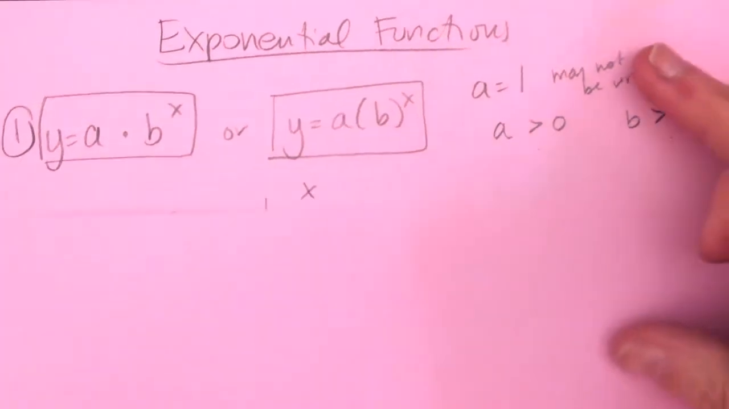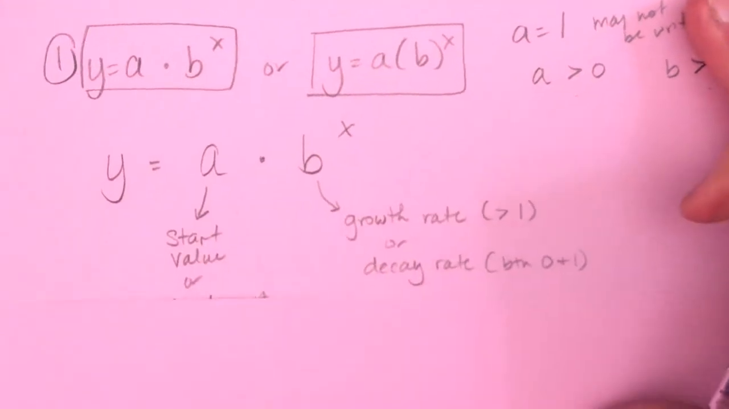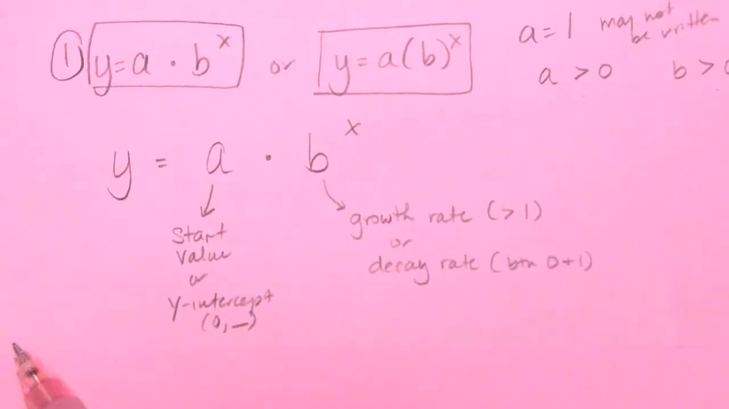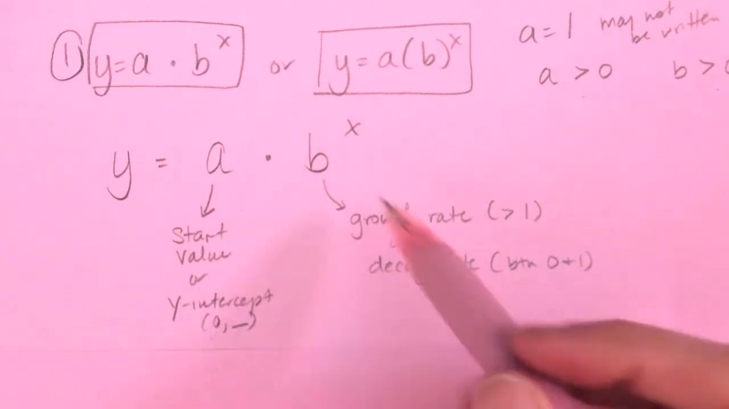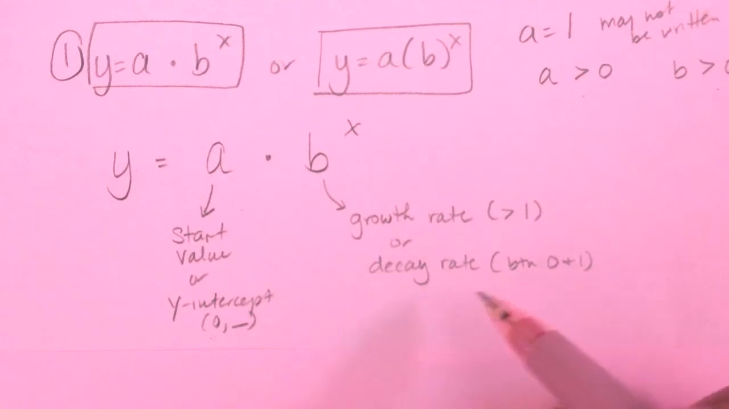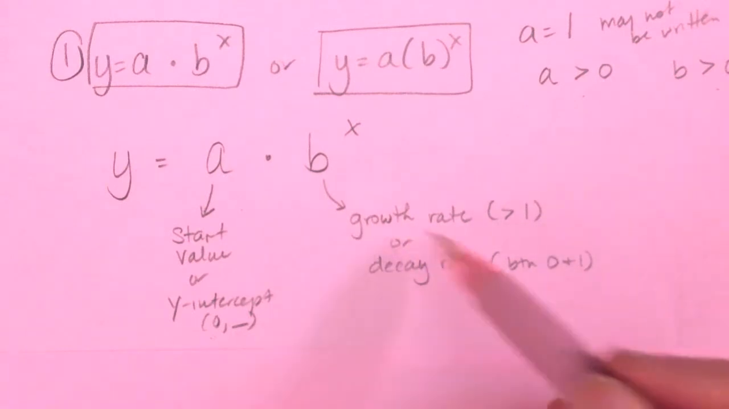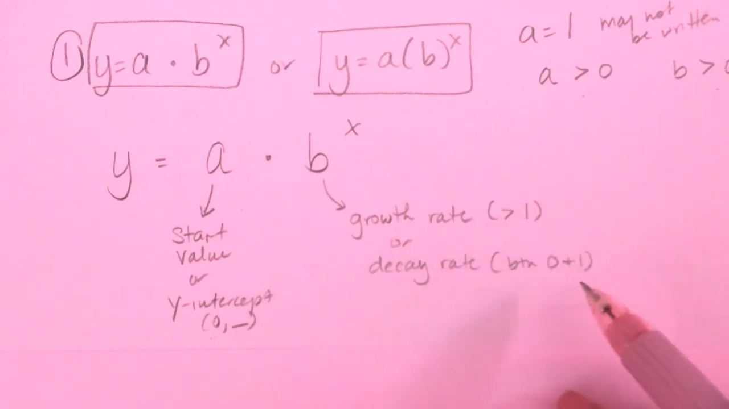Okay, so when we look more closely at this equation, y equals a times b to the x, a is the start value or your y-intercept. If you're looking at a table, you're looking for the row that starts with 0. If you're looking at a graph, you're looking for where it crosses the y-axis. B is your growth rate if it's greater than 1, and your decay rate if it's between 0 and 1.